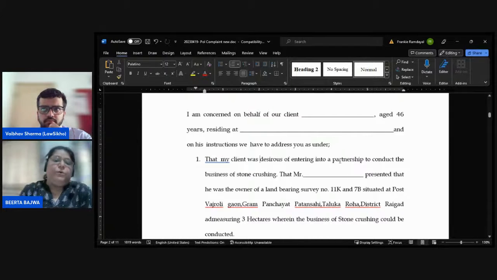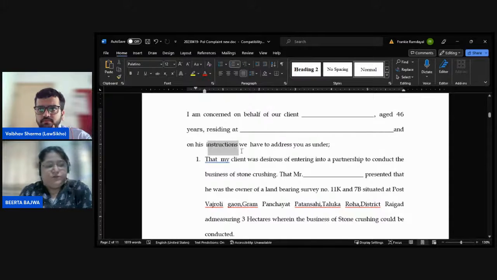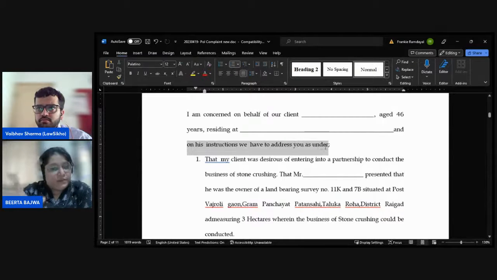As lawyers, we will always act on the instructions of the client. So this line is very important, that this complaint is being sent to you as per the instructions we have received from our client. Let's go down to paragraph number one.